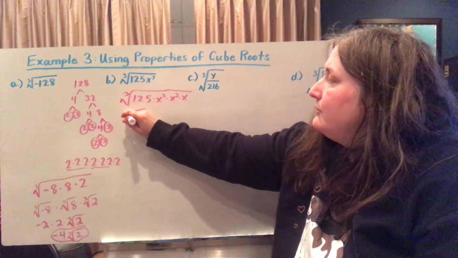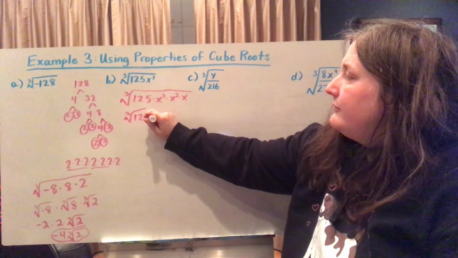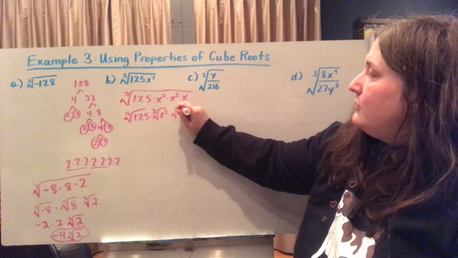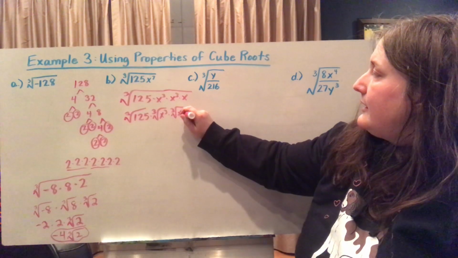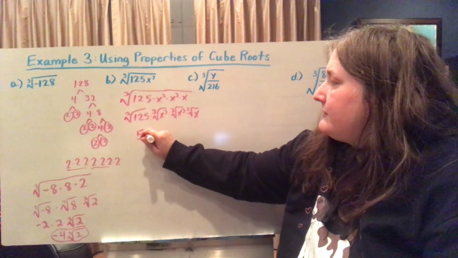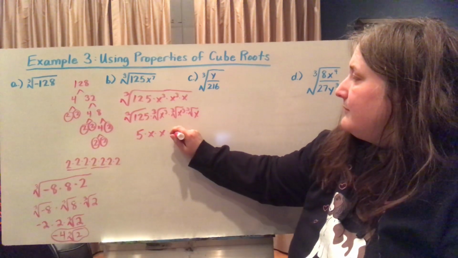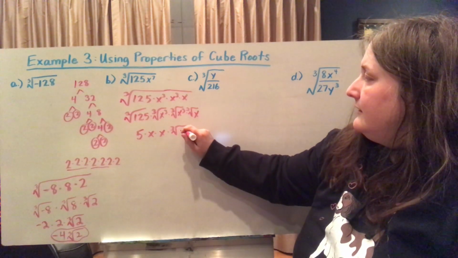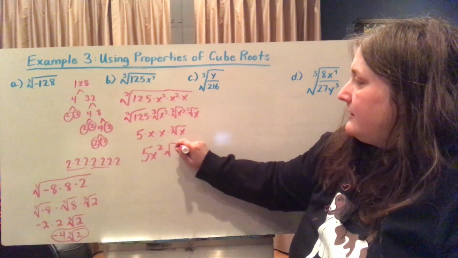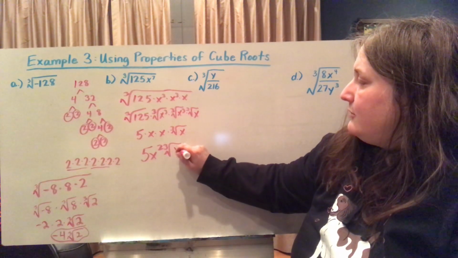So the cube root of 125 times the cube root of x cubed times the cube root of x cubed times the cube root of x. So I get 5 times x times x times the cube root of x. So I have 5x squared times the cube root of x.